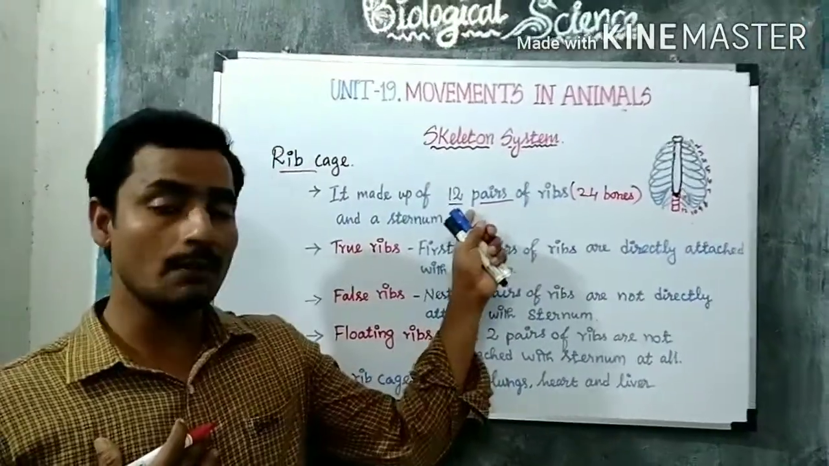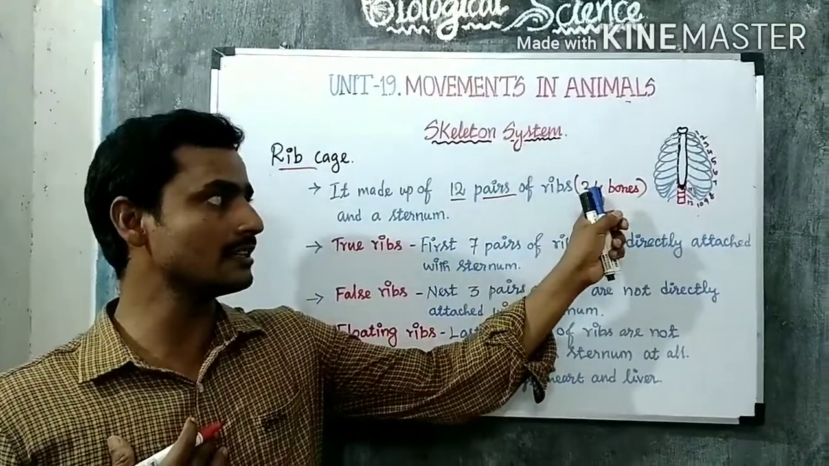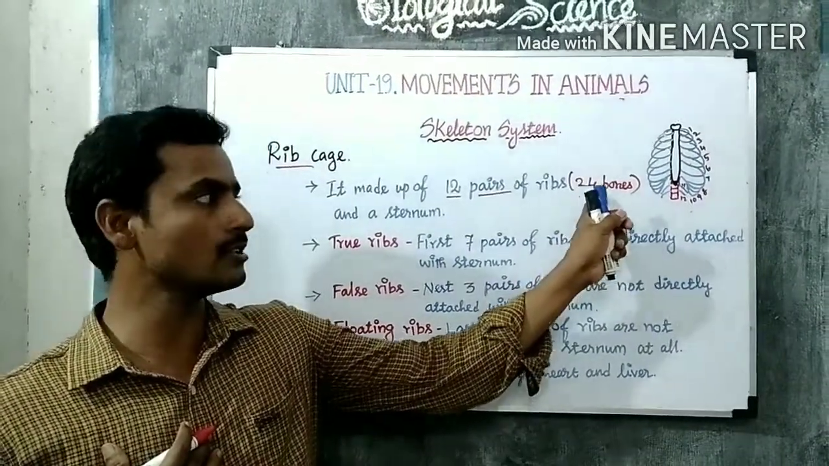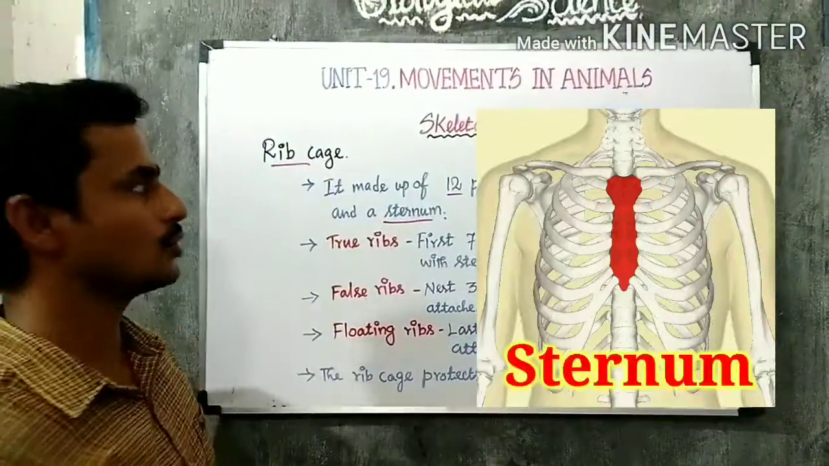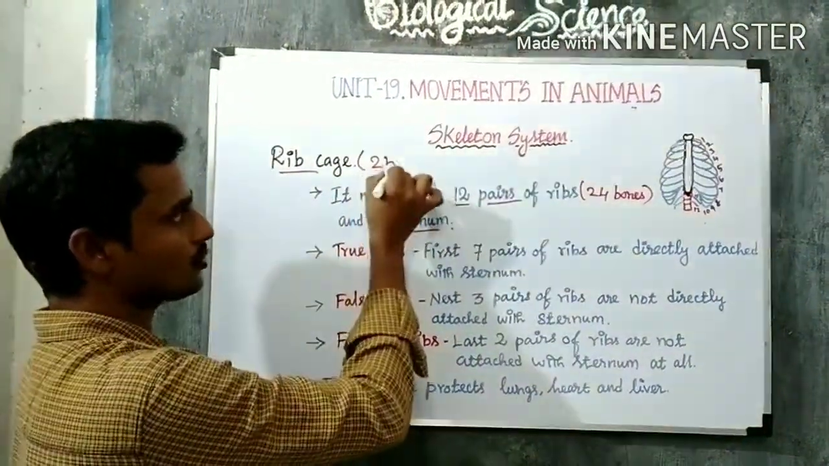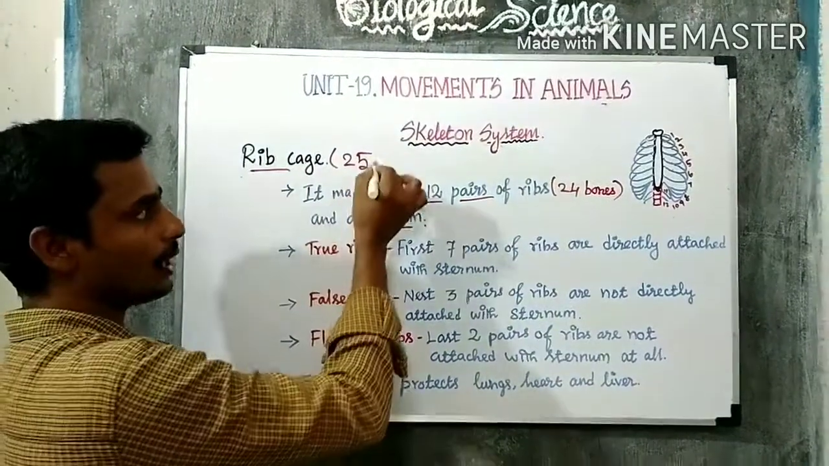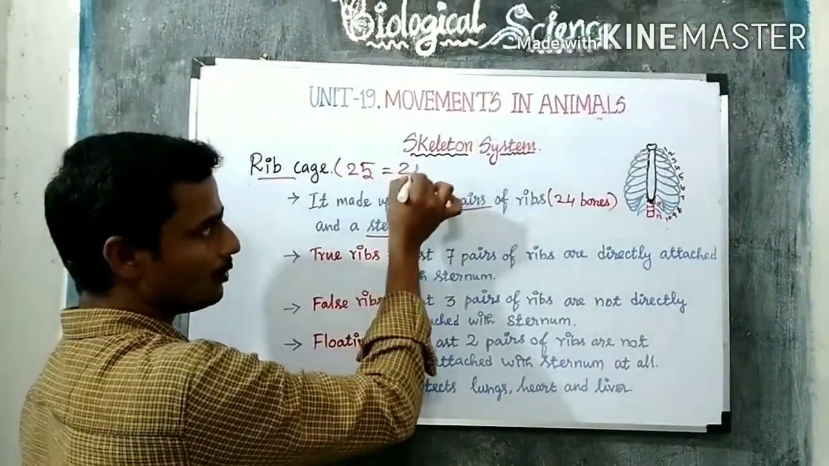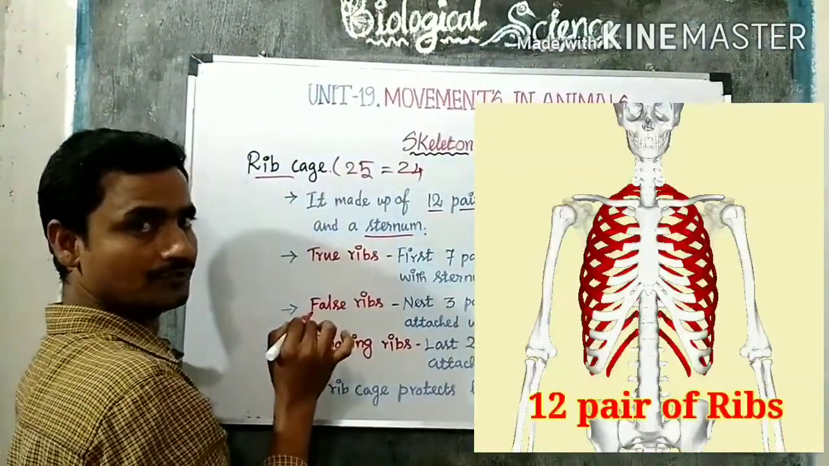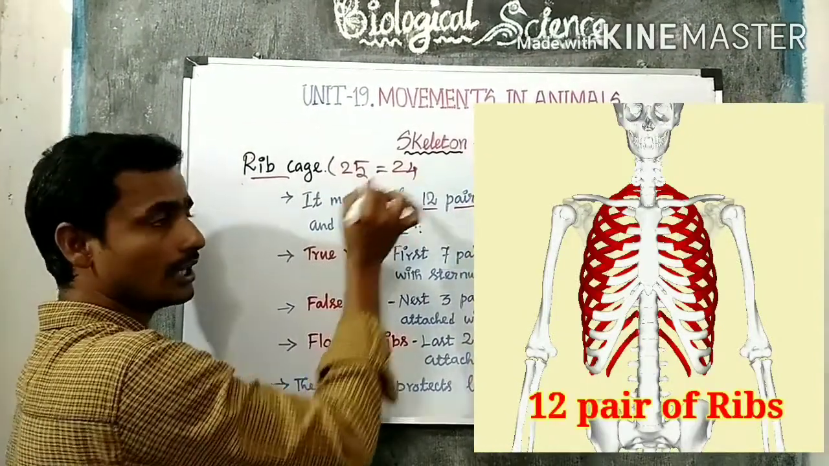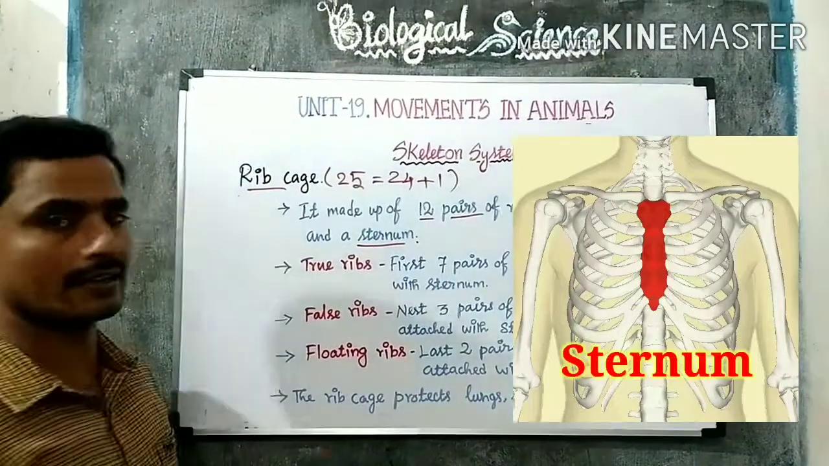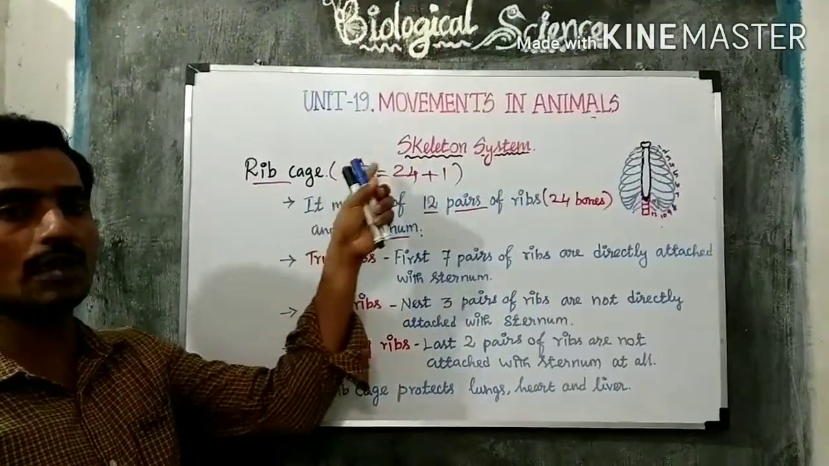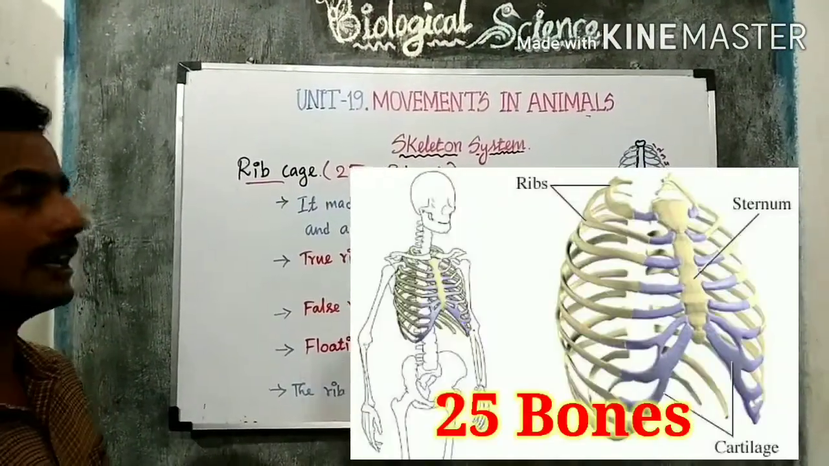So we have 12 pairs of ribs, hence 24 bones, and a sternum. So totally we have 25 bones, out of which 24 are ribs, 12 pairs of ribs, and a sternum. So totally we have 25 bones in our rib cage.